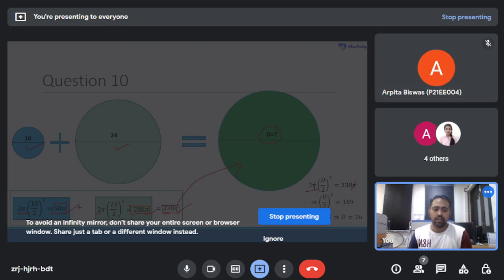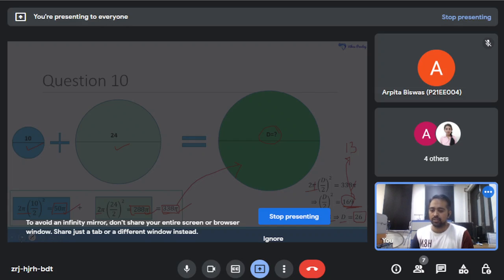Now we get d by 2 squared equals 169. If we take the square root of it, we see that it is the square of 13. So we get d by 2 equals 13 and d equals 26. Right? So now we are moving on to our next question.